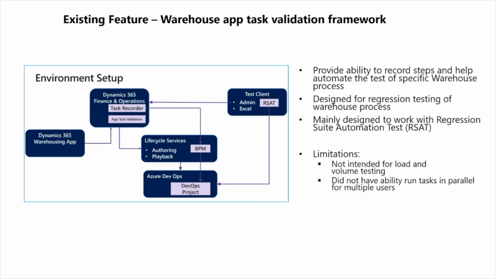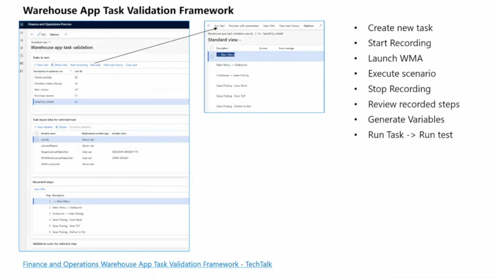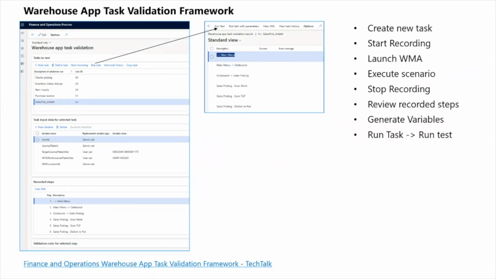But let us go back and first show you how the Warehouse App Task Validation Framework works in Dynamics 365 SCM. The Warehouse App Task Validation is a form in Dynamics 365 SCM where you can create a new task for a specific warehouse process. As you can see, I have a few warehouse tasks already created here: sales picking, purchase receiving, cluster picking, etc. Once the new task is created, you can click on start recording, and you can open the Warehouse Management app to record all the steps in that process. Once the process is complete, you will stop the recording and the framework will automatically capture all the steps.